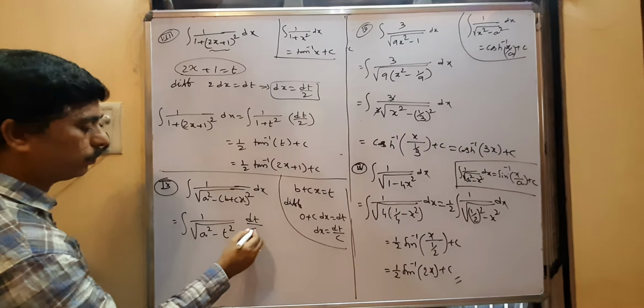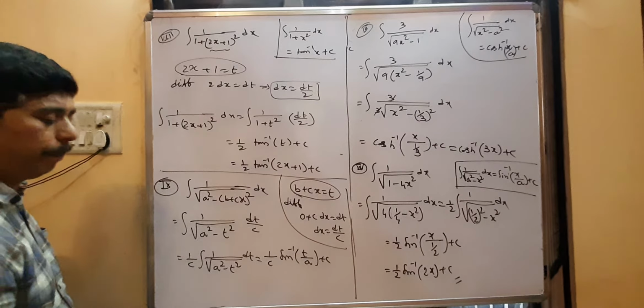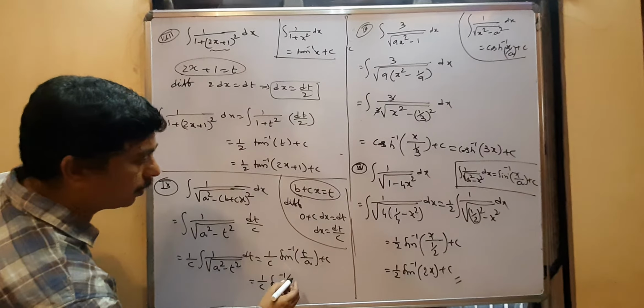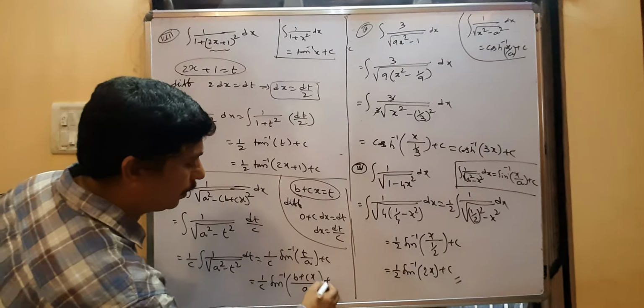What is the 1 by root of a square minus x square formula? Sin inverse of x by a. So this is 1 by c into sin inverse of t by a plus c. What is the value of t? b plus cx. Substitute in this case: 1 by c into sin inverse of (b plus cx) by a plus c. Copy it.